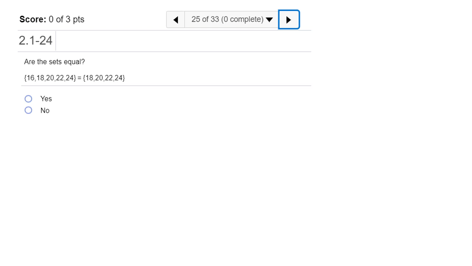Now, are these sets equal? Equal is different from equivalent. Equal implies that they must be identical. All right, so if I have a 16 in this first set, I need a 16 in the second set, but I don't see that. So no, these are not equal sets.